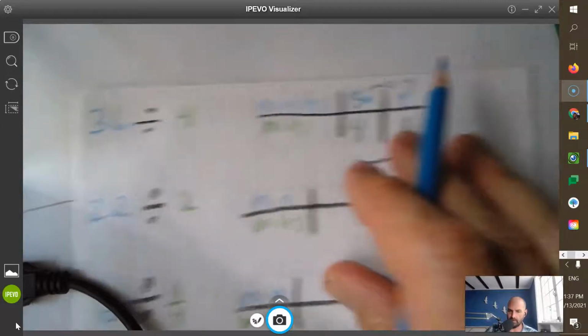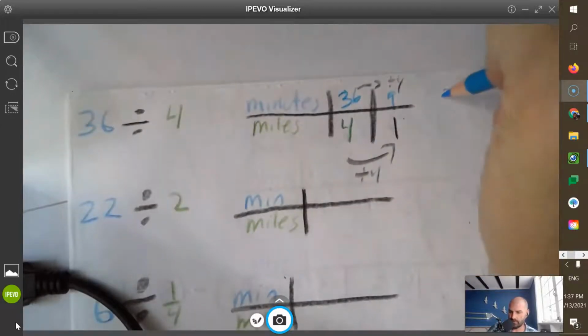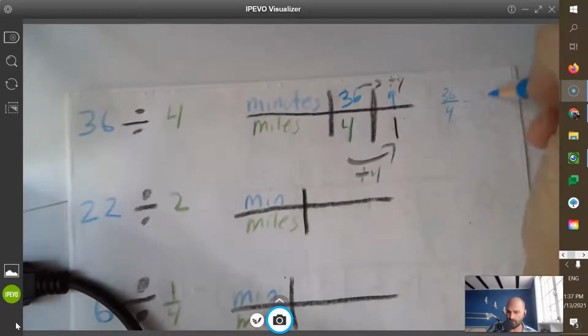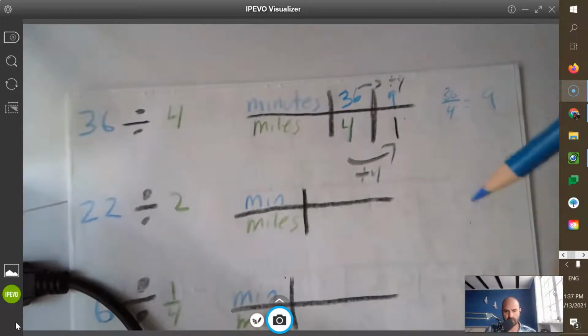So again, if we even looked at this as a fraction, 36 fourths, well, how much is 36 fourths? It's 9. So that's the rate. And remember, that whole number 9, we could write it as 9 over 1. So everything is connected. All right, let's look at number 2.